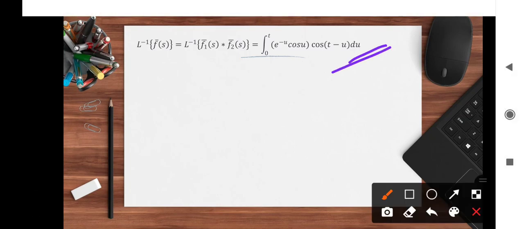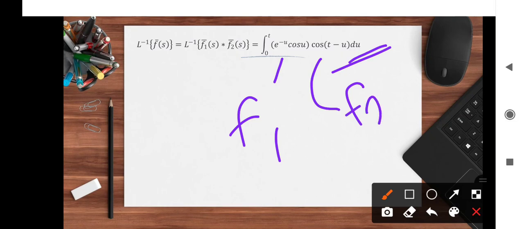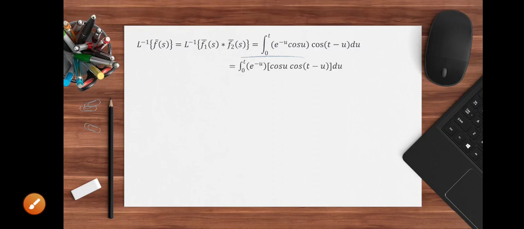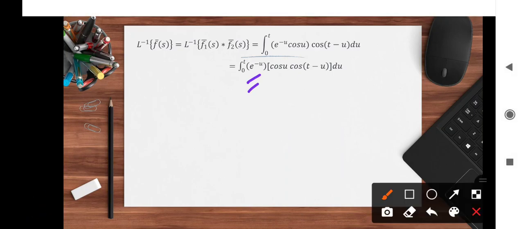So integration from 0 to t e raised to minus u cos u, this is your first function f1, and this is f2 of t minus u. So cos u becomes cos of t minus u. Now we will collect the similar functions in a bracket. So here the exponential function e raised to minus u and cos u from the first function is written along with the second function cos of t minus u. You may observe here that the square bracket is a product of two cos terms.